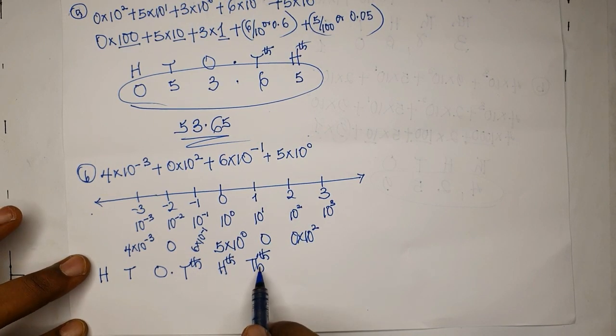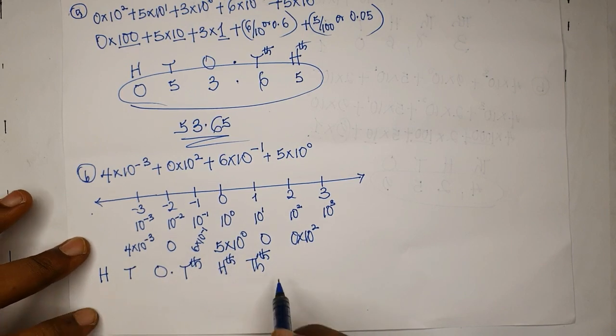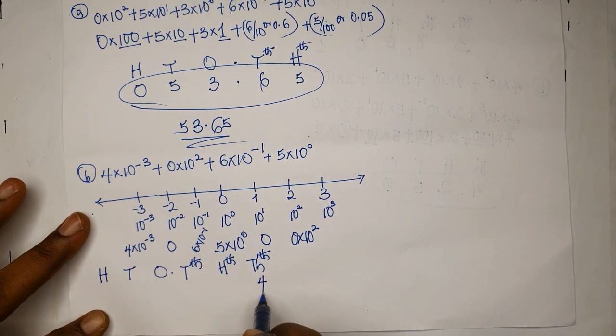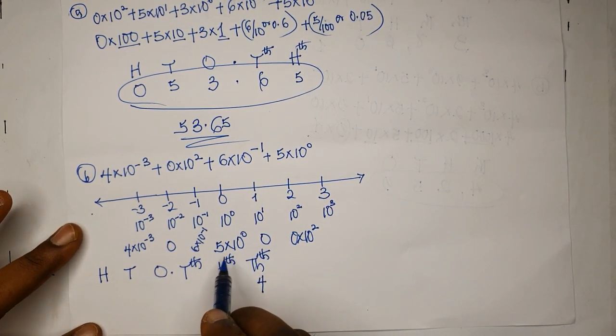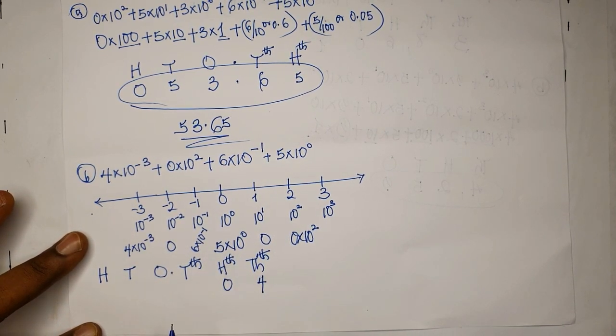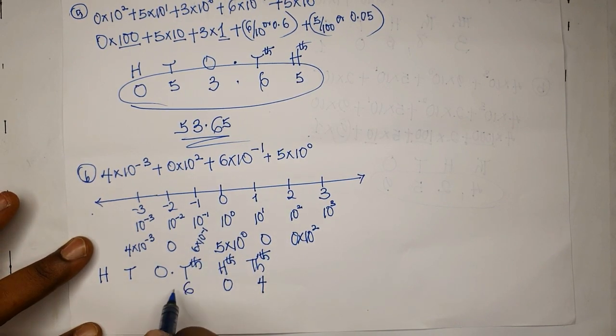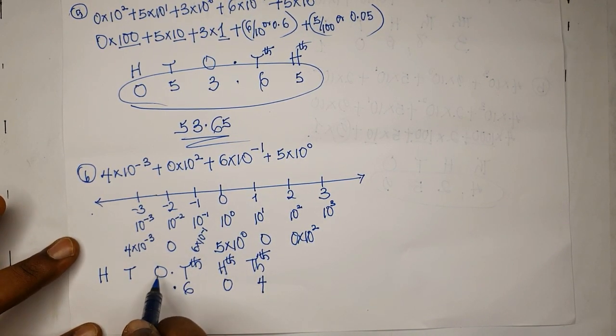Alright, so for the 1000th place, what do we have? The number that stays in the place value of the 1000th is 4, because we have 4 times 10 to the power of negative 3 here. I'll just put the digit 4. In the 100th place, we had nothing, which is just 0. So the digit is going to be 0. In the 10th place, we have the digit 6. Now, point. In our ones place, what do we have?